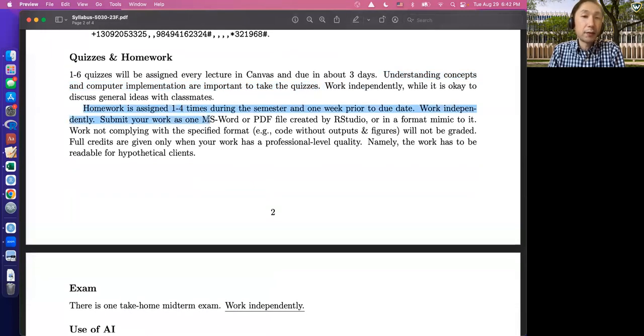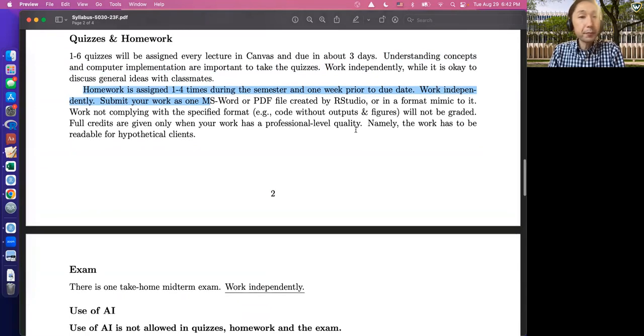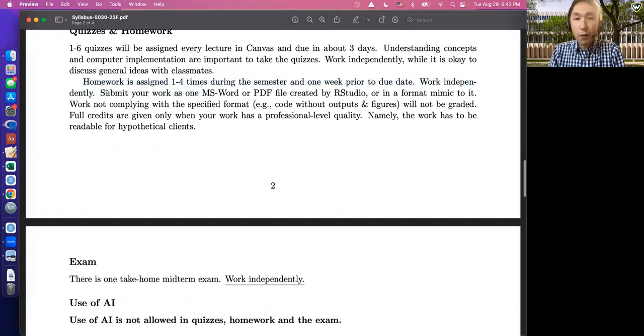Homework will be assigned maybe 1 to 4 times during the semester, and it's assigned 1 week prior to the due date. Submit your work as one MS Word or PDF file created by RStudio in a format mimicking it. The bottom line is that grading applied statistics homework takes time, so I just want you to submit in a good format so that I can grade it efficiently.